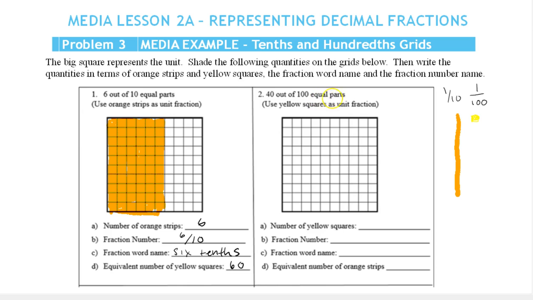40 out of 100 equal parts, and it asks us to use yellow squares as the unit fraction. So I'm going to use the yellow highlighter, and now I'm going to count by this. So this is 1. So here we had 1 orange strip was an entire column. Here, 1 yellow square is just 1 little square, and I need 40 of them. But I know that this is 10, because each column has 10. Then we have 20, 30, and 40. And again, I'm shading from left to right, but you could shade any 40 yellow squares you want to.